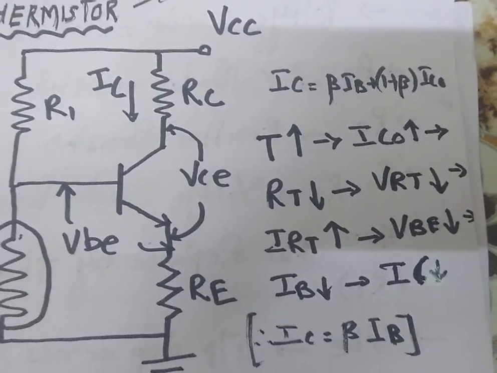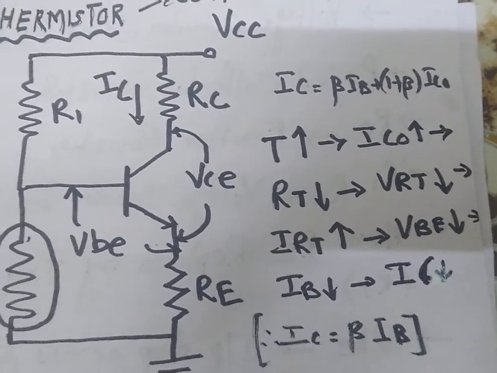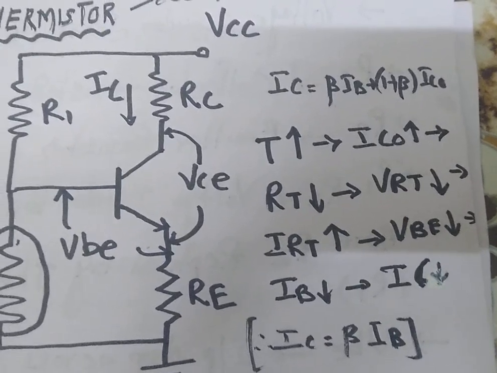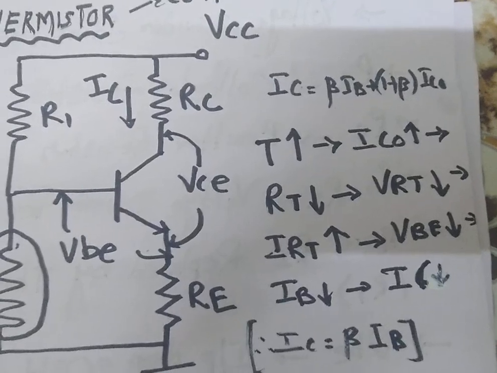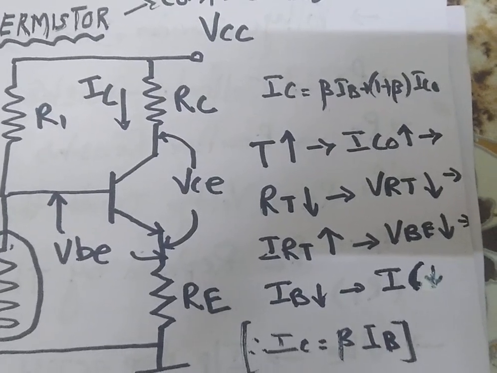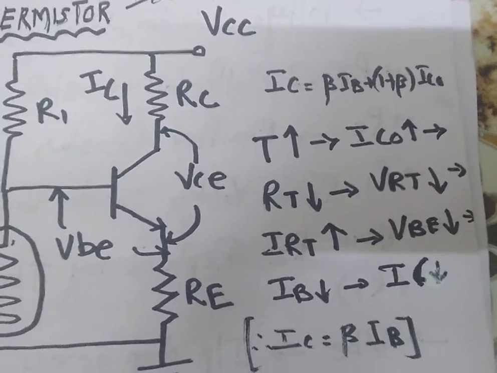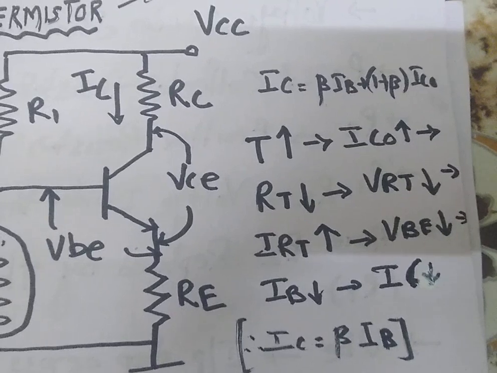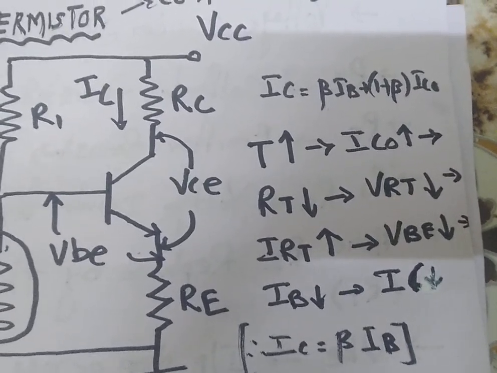Now from this equation it is clear that once temperature increases, ICO, the leakage current, increases. ICO increases means IC increases, again IB increases, ICO increases, and again IC increases. So this is a cumulative process. This produces a breakdown in the transistor, which is called thermal runaway. Thermal runaway means self destruction of an unstabilized transistor.